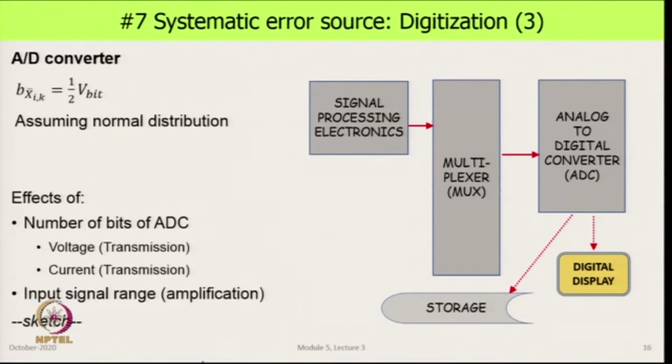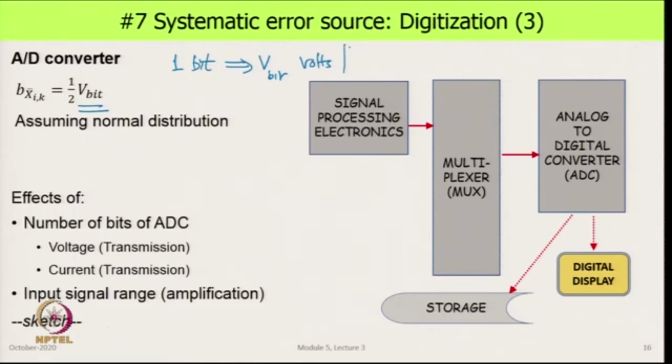We will look at the details in a minute, but the final answer is that V bit is the voltage associated with 1 bit of the A to D converter. That means, we say that when there is a change of 1 bit, this corresponds to a change of V bit, some number, so many volts or millivolts, whichever way we want to look at it.